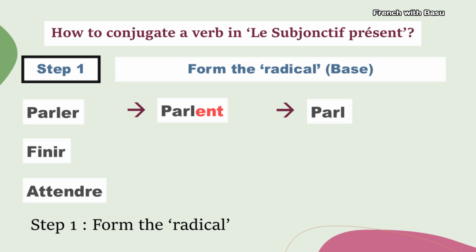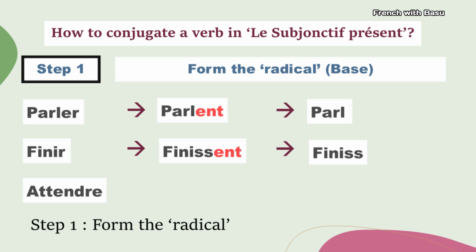Let's take finir from second group. Finissent, F-I-N-I-S-S-E-N-T is the third person plural form of présent tense. And then remove the final E-N-T. Finiss, F-I-N-I-S-S. This is the radical for le subjonctif présent tense.